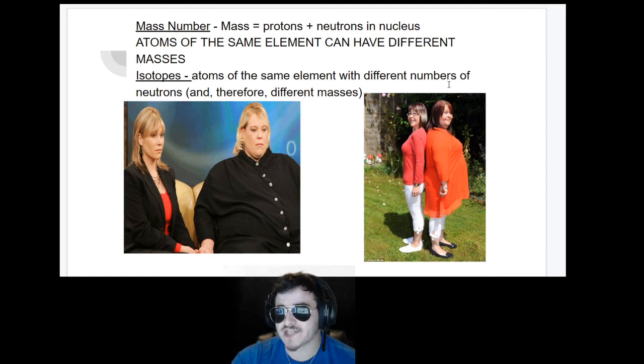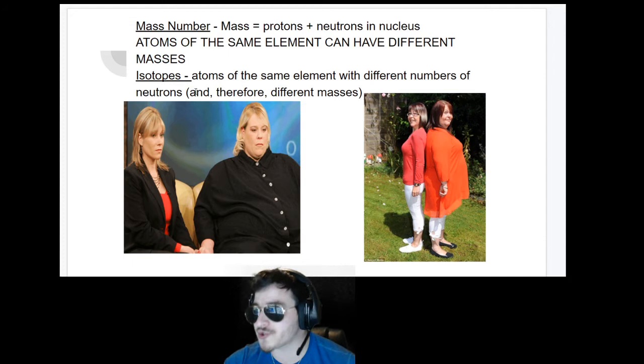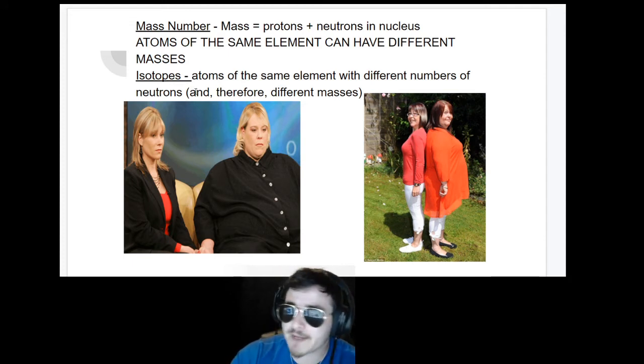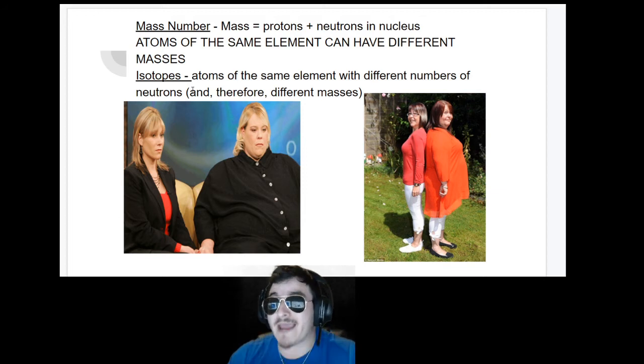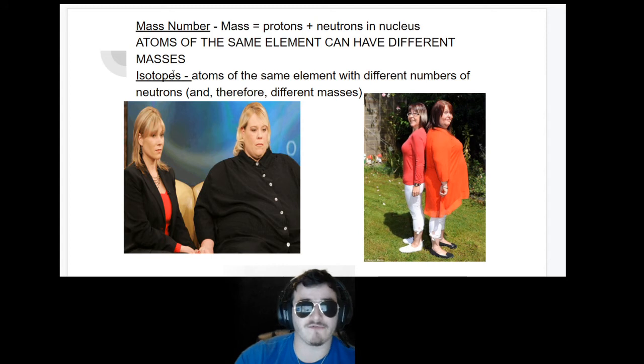Isotopes are atoms of the same element with different numbers of neutrons. We can't change how many protons they have, because if we change how many protons they have, they wouldn't be the same element anymore. Therefore, if they've got different masses, what's the only other thing we can change? It's the neutrons. So isotopes are different because they have different numbers of neutrons, and therefore they have different mass numbers.